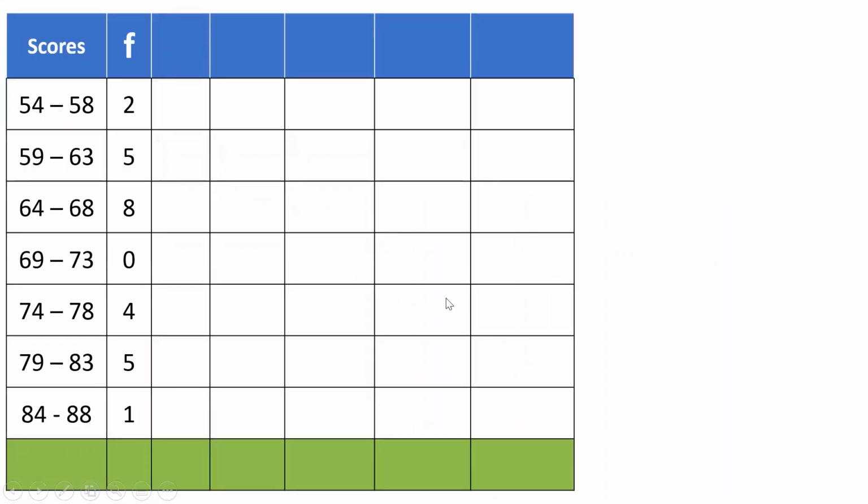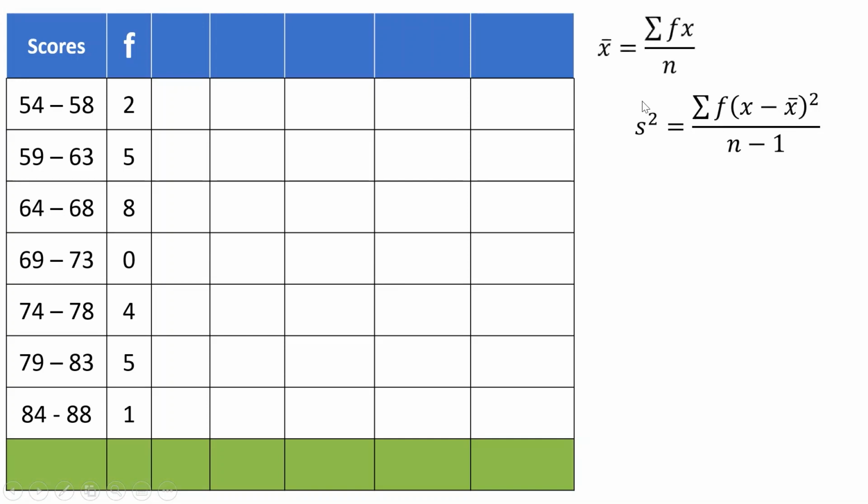Now, let's find the variance and the standard deviation of this frequency distribution. So again, this is the formula for the variance. Now we need the sample mean. So the formula for the mean is this, that is the summation of f times x over n. So we need the class midpoint.